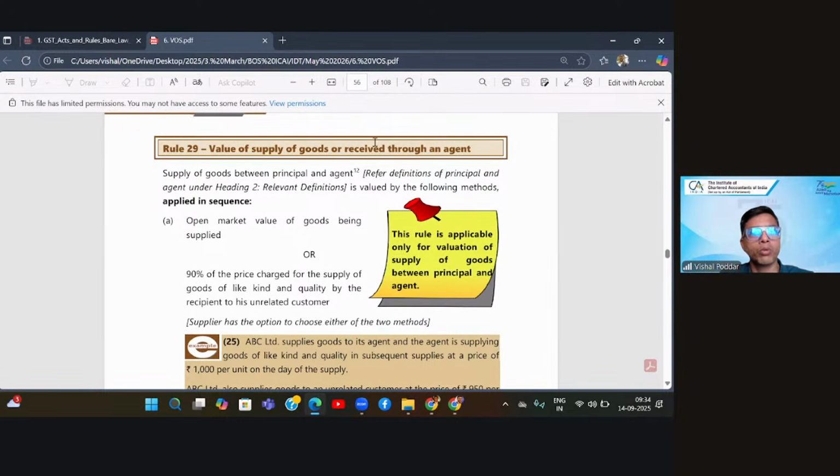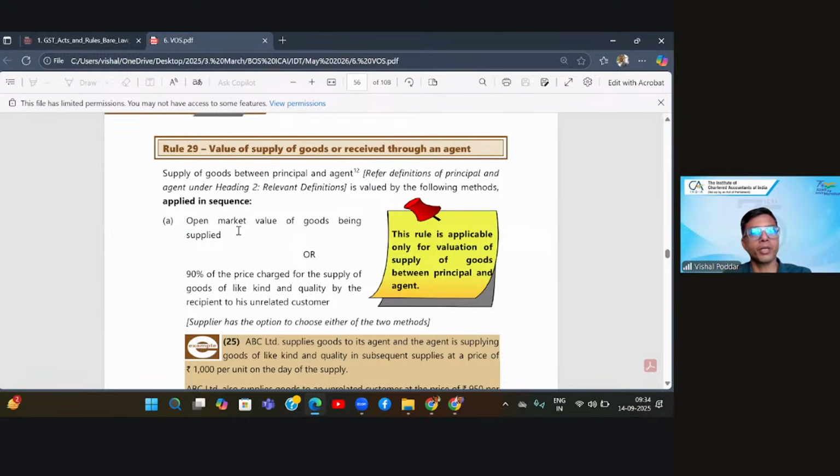Then come to another rule, Rule 29, which deals with the case where the goods are supplied through or by the agent. And in such cases, the value will be one, open market value, or where the agent further supplies, the sale price of the agent minus 10% will be my value. So it will be 90% of the price charged for the supply of goods of like kind or quality by the recipient to the unrelated customer. So in this particular case, the valuation given is only between 2 points. And again, this is my option to choose between one or the other.